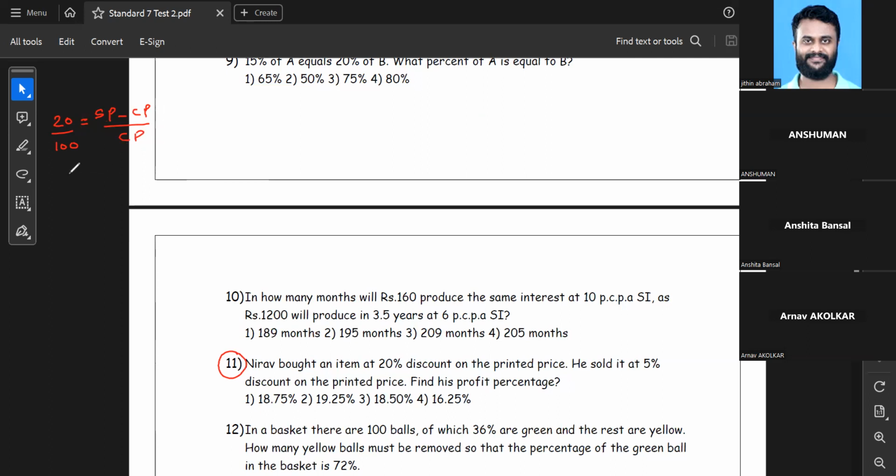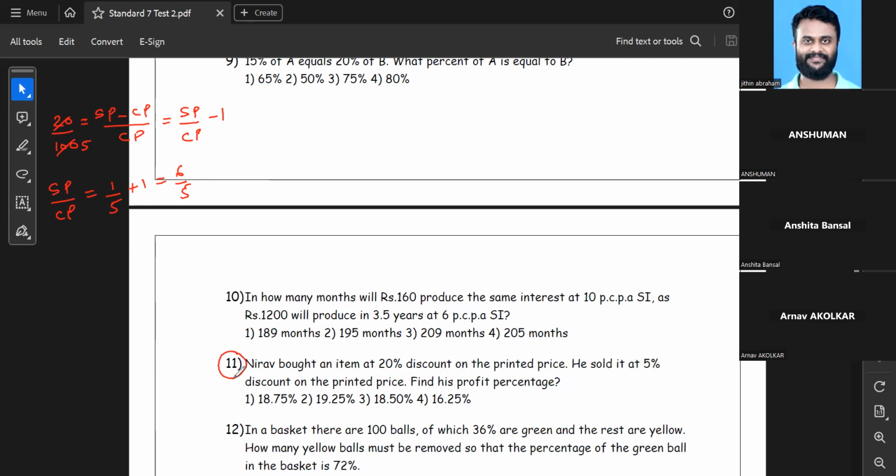From here, I will get 20 upon 100, which is basically 1 by 5. I'll cancel this to be 1 by 5. And here I can write it as SP upon CP minus 1. Therefore, SP upon CP is equal to, I'll take minus 1 to the other side, 1 by 5 plus 1. That will give me 6 by 5. So I get a ratio of SP upon CP. SP is the original selling price, and CP is obviously his cost price.